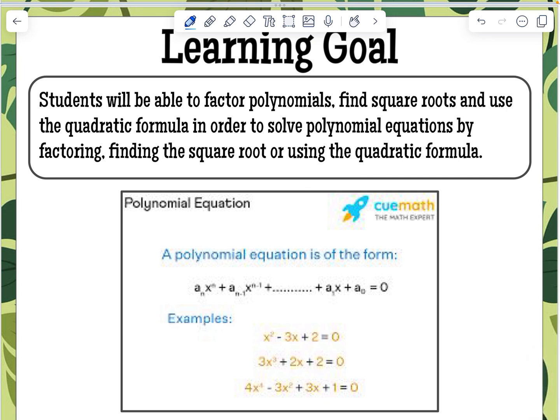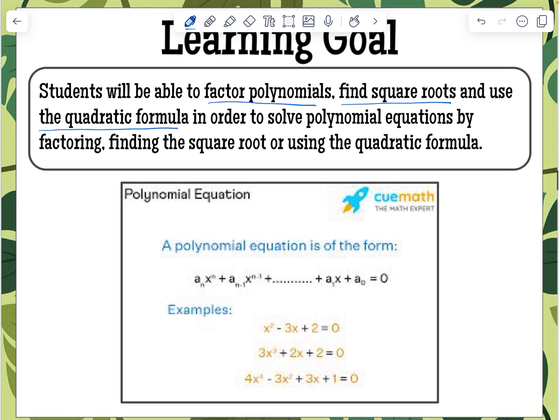All right, our learning goal today. We already know how to factor polynomials. You learned this last year, how to find square roots, solve using square roots. And you also learned in Math 1 and in Math 2, you've practiced using the quadratic formula. So we're going to be using all of those things today to solve polynomial equations. So this is straight up review, but it is harder than what you've done in the past. So here we go.